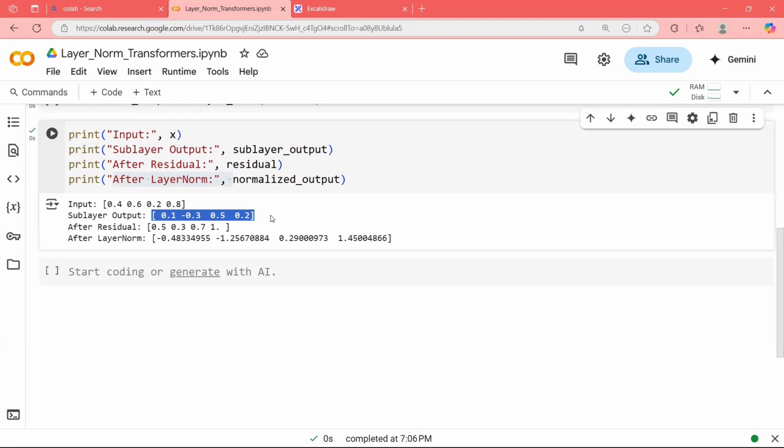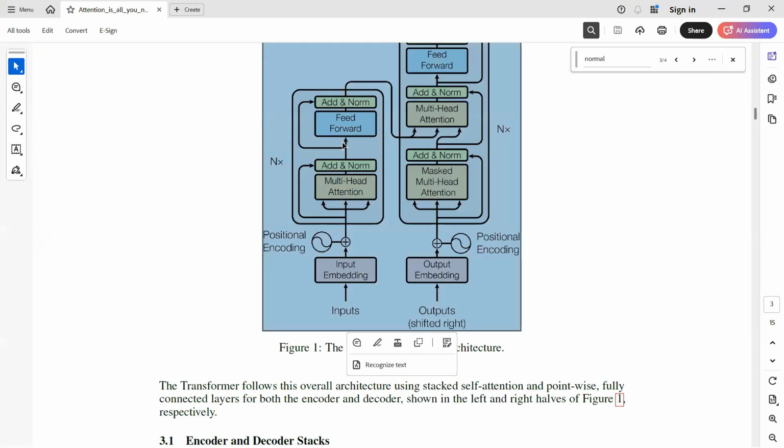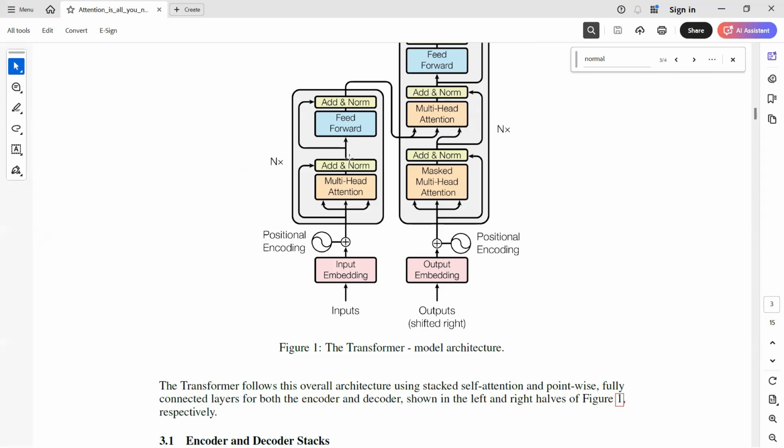Input is this, sub layer output we have created, just created for namesake. After residual, addition of these two, and after layer norm, that formula will apply and you will get the numbers here. So if you compare with the transformer architecture, these numbers will flow here. Now add and norm will apply. So this is what will flow to the feed forward next layer. And from here it will continue like this. Those numbers will come, it will go to feed forward. Again, add and norm will work. And then it will go to the decoder basically.